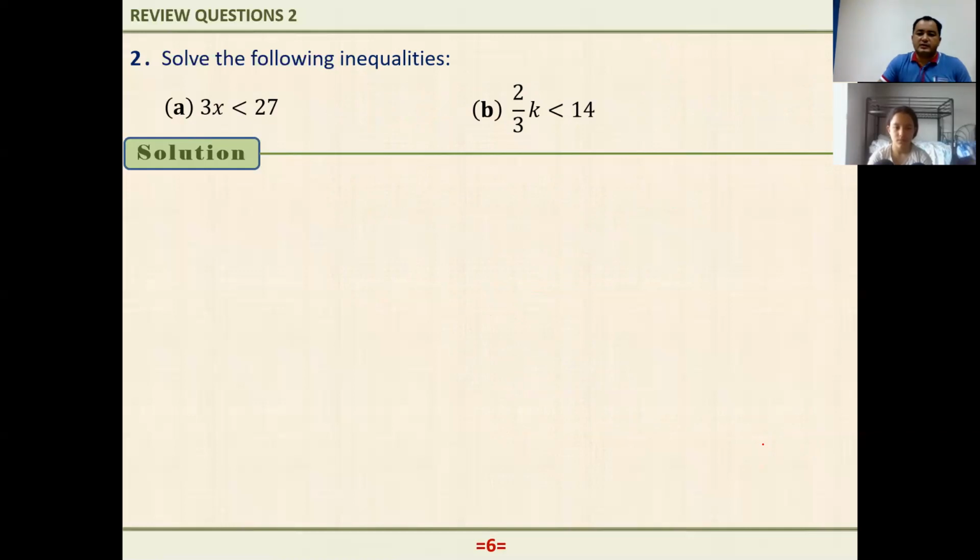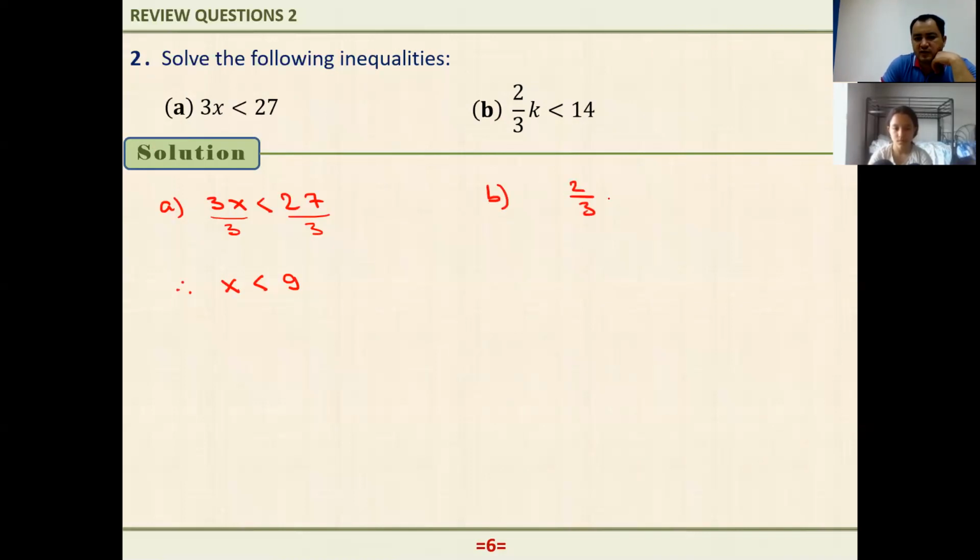Let's solve two inequalities here. How do you solve these inequalities? Let's say the first one is 3 times x is less than 27, right? So I should divide both sides by 3. Here x is left, only x, and 27 over 3 is 9. So the solution is all the numbers less than 9.